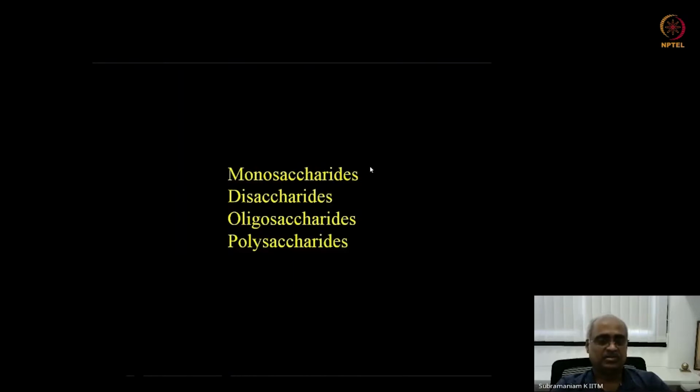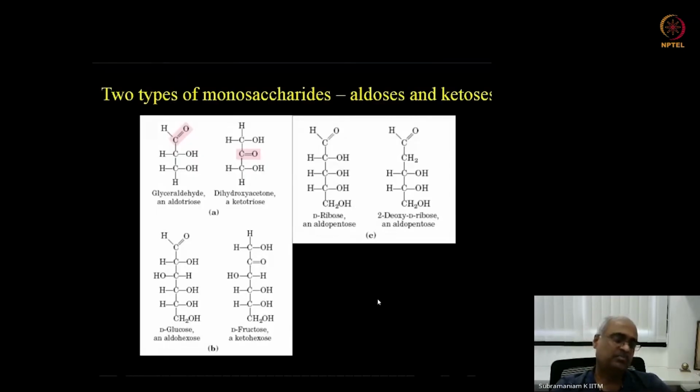We know carbohydrates, the smallest units are the monosaccharides, which are linked through glycosidic bonds to form disaccharides, oligosaccharides, and then polysaccharides. So first we will see monosaccharides. The smallest is glyceraldehyde, which has an aldehyde group, so it's an aldose, and it has 3 carbons, so we call it a triose. So it's an aldotriose.